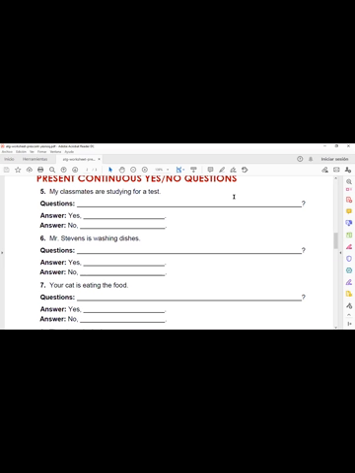En la number six podríamos haber dicho, who is washing the dishes? O podríamos haber preguntado, what is Mr. Steven doing? Okay. Number seven podríamos haber dicho, what is it eating? El gato, ¿verdad? Or what is the cat eating? O podríamos haber dicho, who is eating the food, right? The cat, right? The cat is eating the food.